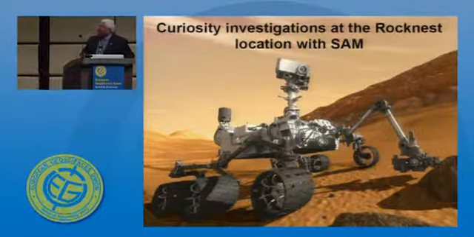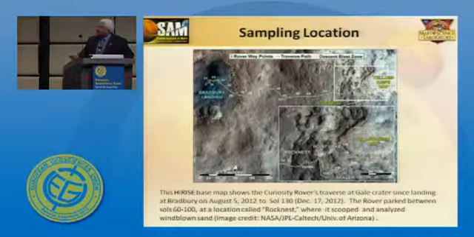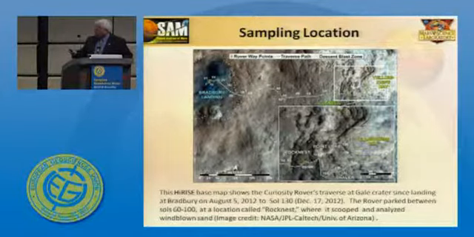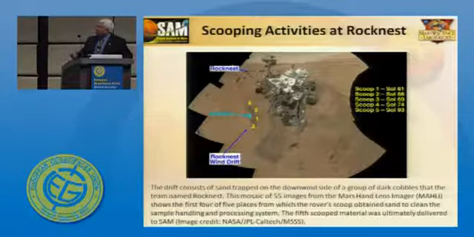So we have done the first analysis on the Rocknest. We landed in August, but actually the first contact chemistry that we did was on the Rocknest sand after almost 2 or 3 months of work on the Martian surface. CD has already talked about this.